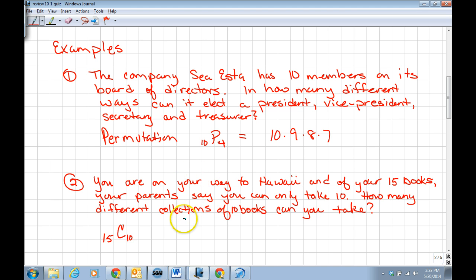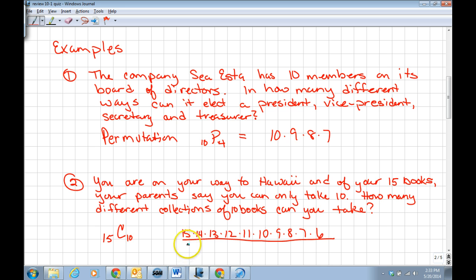So if I were going to actually do this now, this is kind of interesting. We have 10 slots, correct? Yeah. So we have 15 times 14 times 13 times 12 times 11 times 10 times 9 times 8 times 7 times 6. 1, 2, 3, 4, 5, 6, 7, 8, 9, 10. That's 10 of them, right?